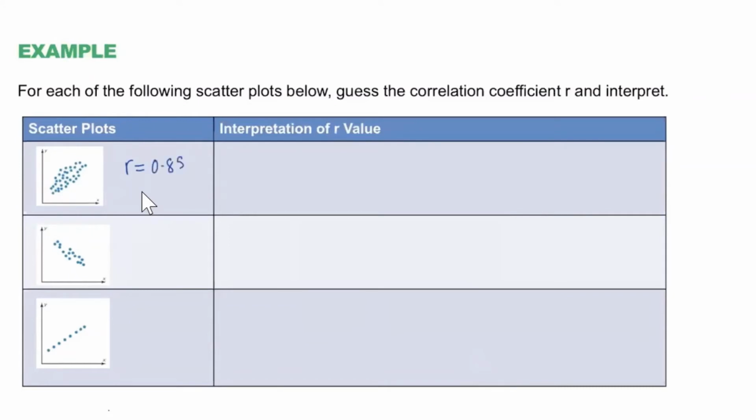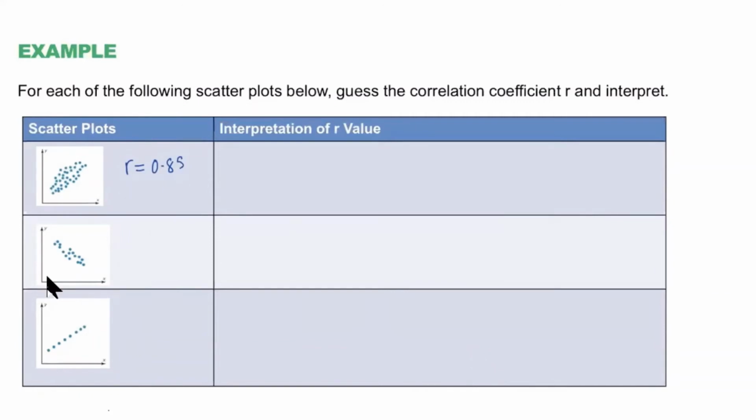Okay. If it was weak, then these points will not be clustered like this. They will be pretty far from each other. Okay. So 0.85 positive. Let's look at the third one then. Look at the third one. What do you see? It's quite similar to that.